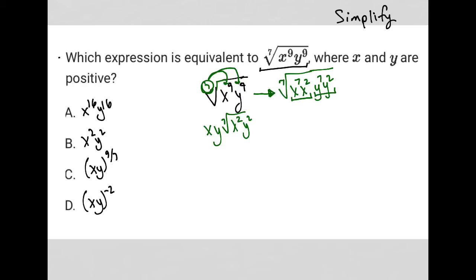And then all I'm saying is that a 7th root of x to the 7th power brings an x out. And 7th root of y to the 7th power also brings a y out. So that's where this x and y came from. But of course, you see we still have an x squared under the 7th root, and we still have a y squared under the 7th root. So that's where this comes from. Sometimes that can be difficult to see, but hopefully that explanation makes sense.